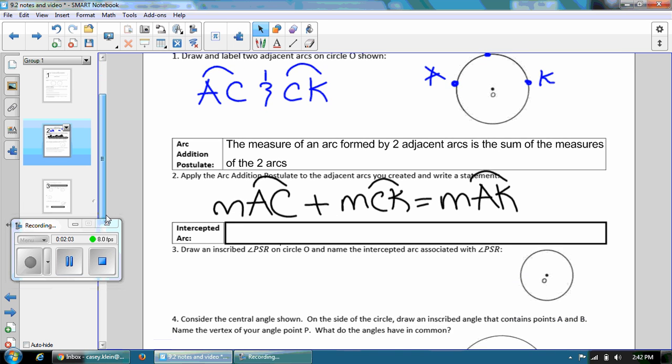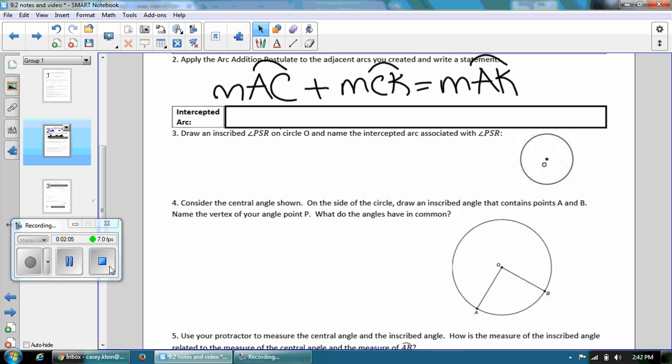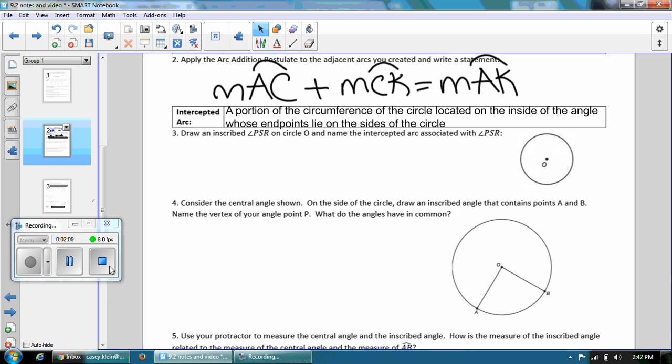On to intercepted arc. The definition of intercepted arc: it's a portion of the circumference. Remember, circumference means the outside of the circle, located on the inside of the angle whose endpoints lie on the sides of the circle. I'll give you a minute to write that down, and then we'll go along with an example.